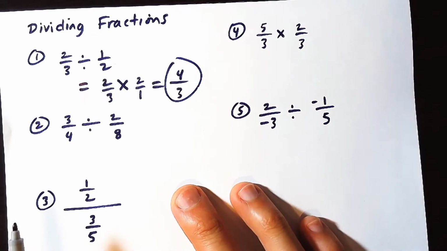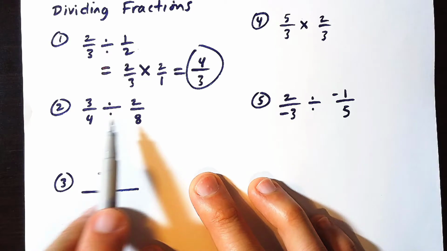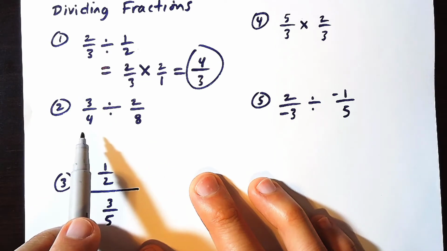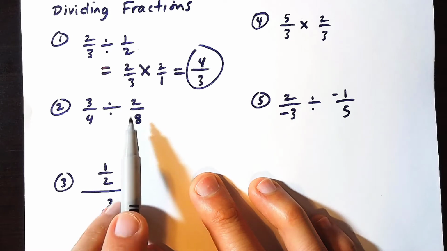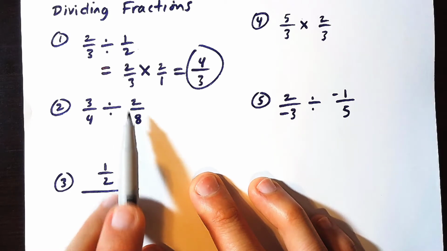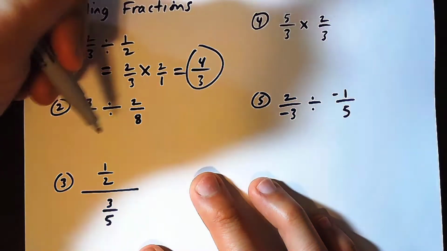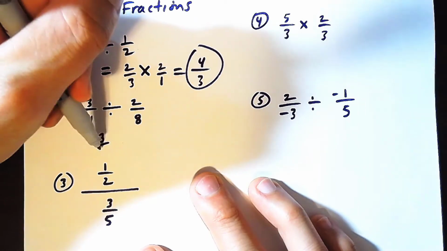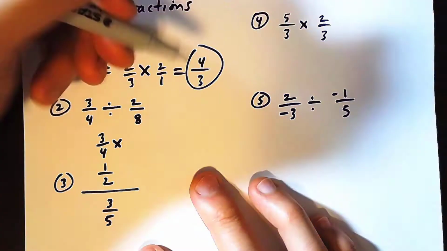Let's try dividing fractions again. What's 3 over 4 divided by 2 over 8? If you want to simplify 2 over 8 to become 1 over 4, you can do that right away, or you can do that later. Let's just do that later. Let's just use the basic rule. We're going to change divide to times, and we're going to flip the right side.